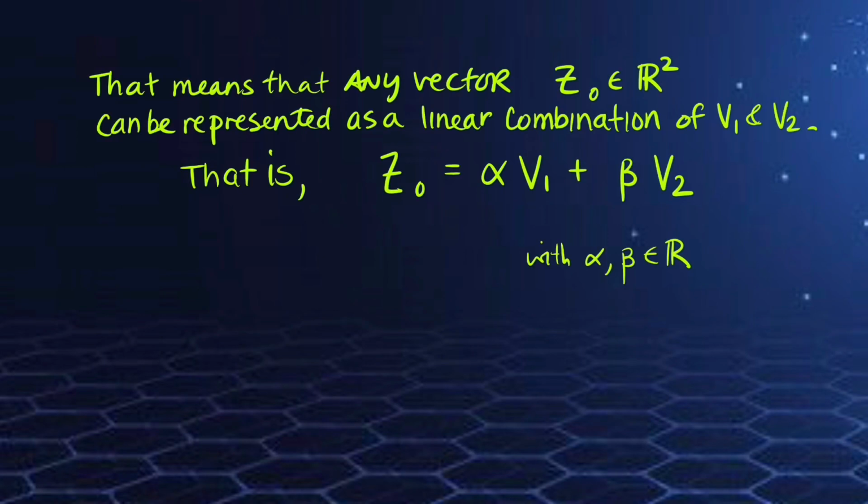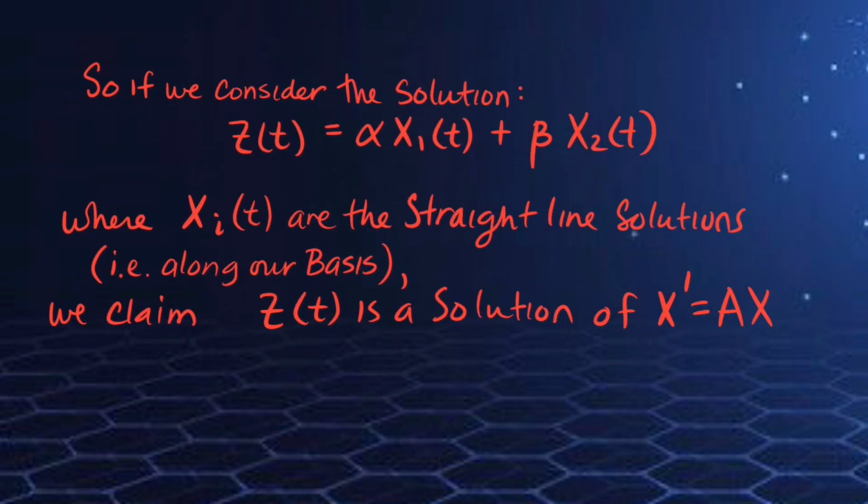That means that for any vector z0 in R2, it can be represented as a linear combination of v1 and v2. That is, z0 can be alpha v1 plus beta v2, where alpha and beta are just some real number coefficients. So with that in mind, if we have two particular solutions, two special solutions as we discussed earlier, then the linear combination of those will also be a solution.